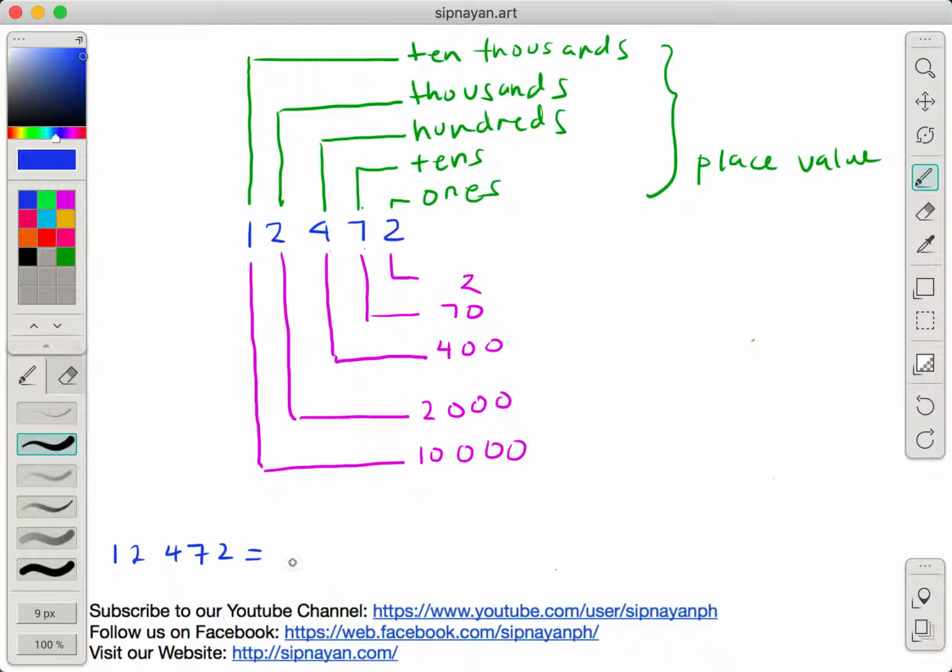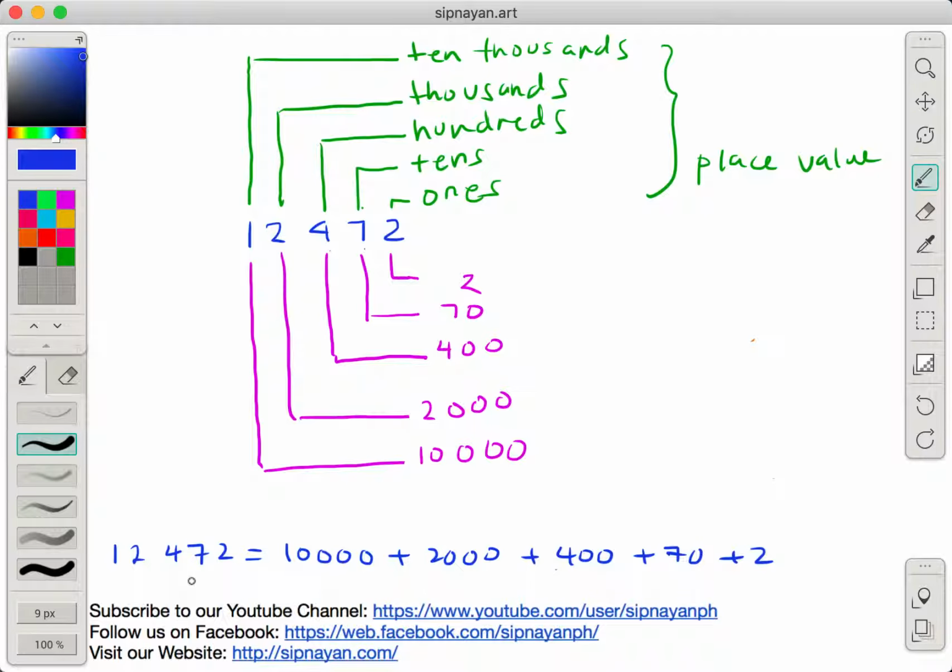So, pwede tayong sa pinakamataas, this is 10,000 plus 2,000 plus 400 plus 70 plus 2. So, ito pala yung value ng number na yan.